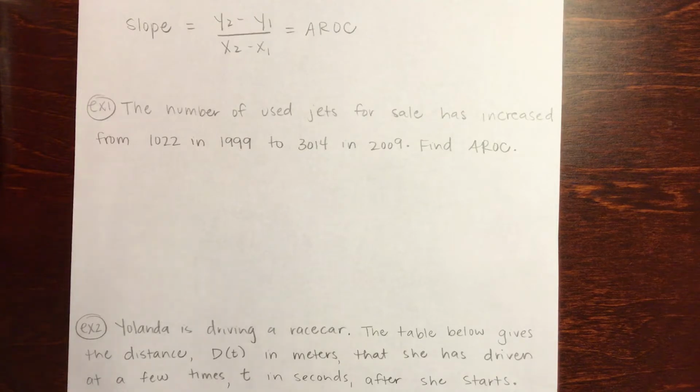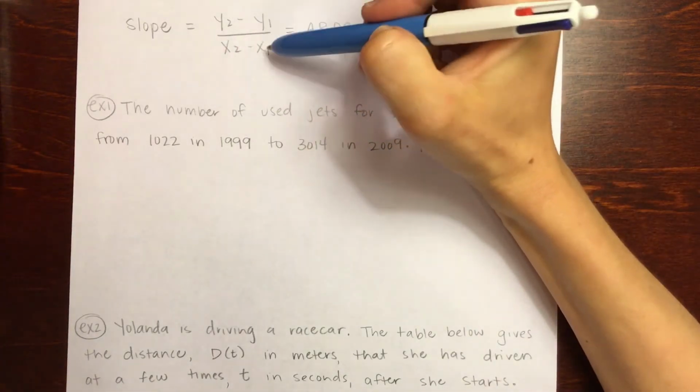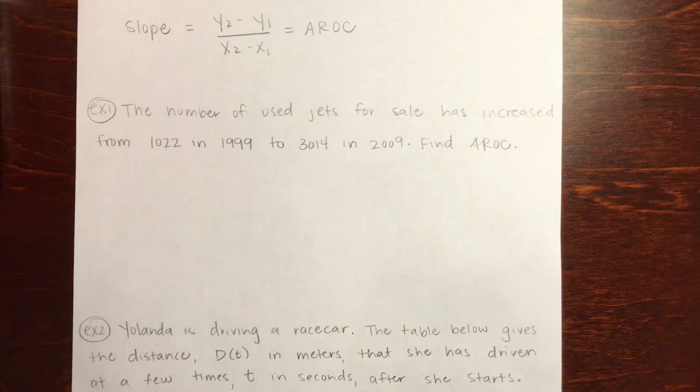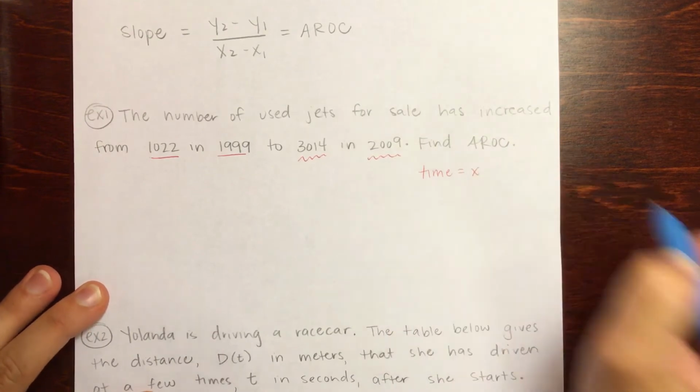So let's do it. Example 1. The number of used jets for sale has increased from 1,022 in 1999 to 3,014 in 2009. Find the average rate of change. You need to come up with what 2 coordinate points you can plug in here. What's your x2, y2, what's your x1, y1, to substitute into your slope formula. And in word problems, time is often your x value.